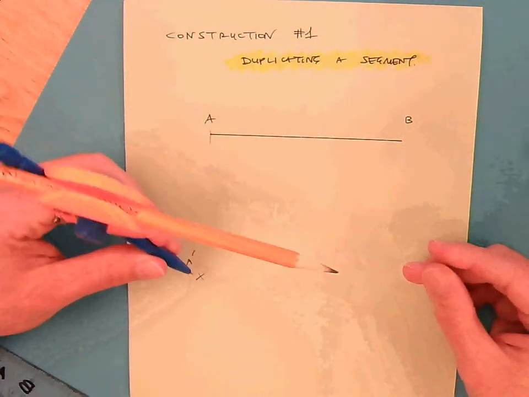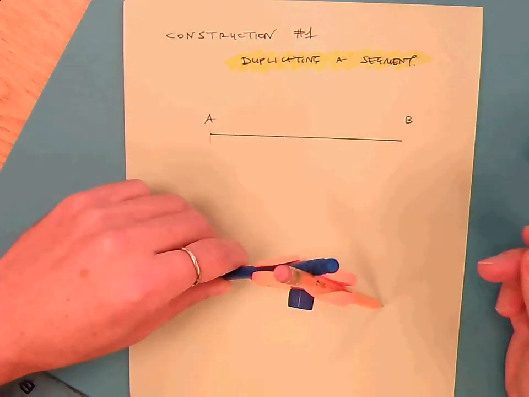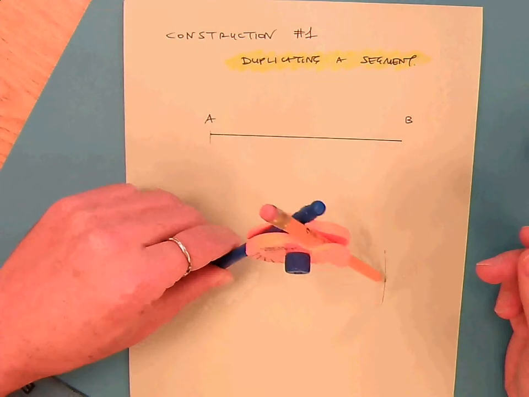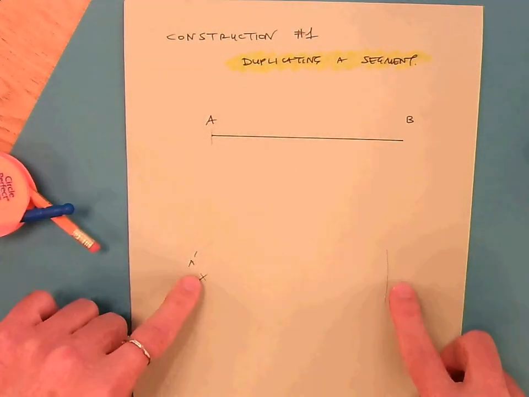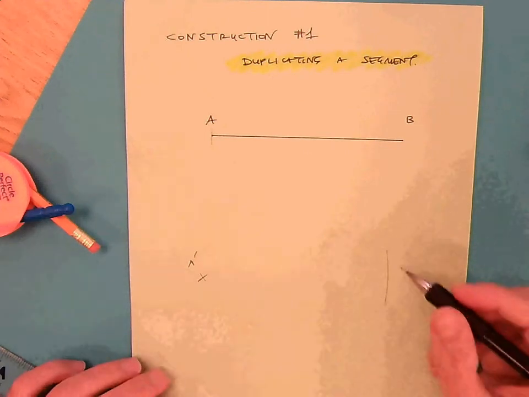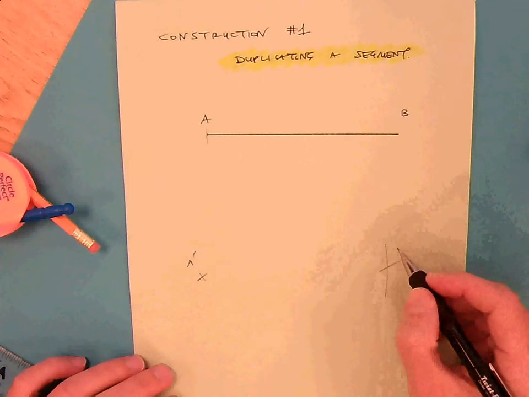Place a metal point on whatever point I used. Draw a small arc, don't need to make a big one. And now what you have is a transfer distance of AB in this construction. You can choose any point you like. I just usually like to throw a little slash. That point there represents B prime.